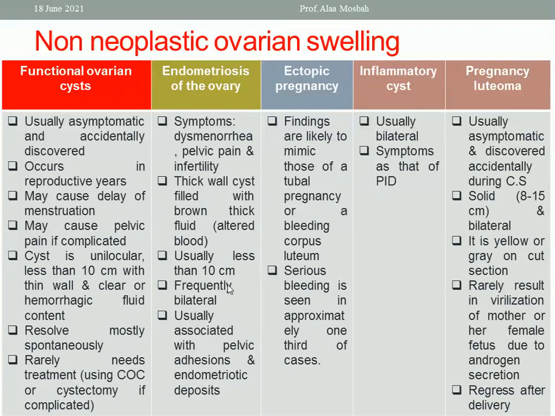pelvic organs. Ectopic pregnancy will simulate the tubal pregnancy with positive pregnancy test, empty uterine cavity, and adnexal mass, and if ruptured will cause internal hemorrhage and needs emergency intervention by laparotomy and excision. If the patient is hemodynamically stable, we can do it by laparoscopy.